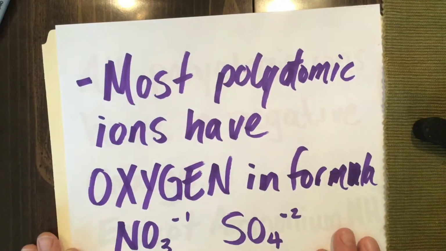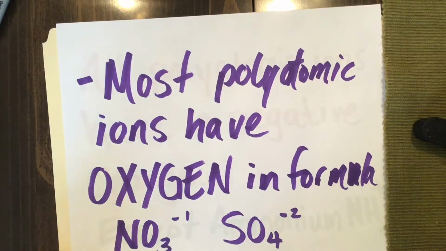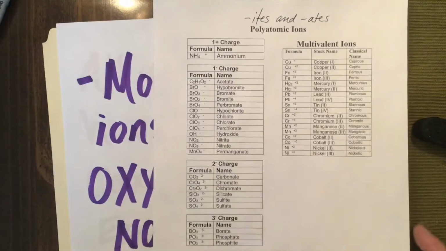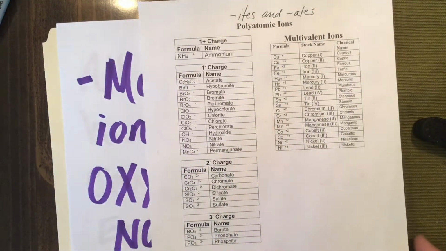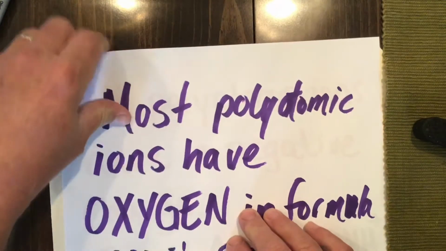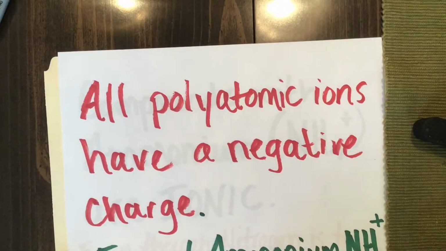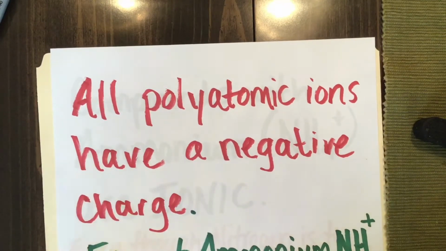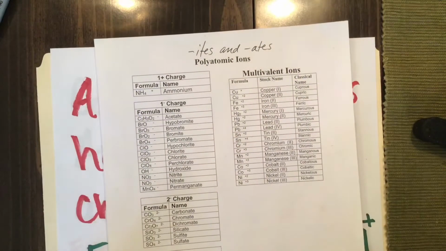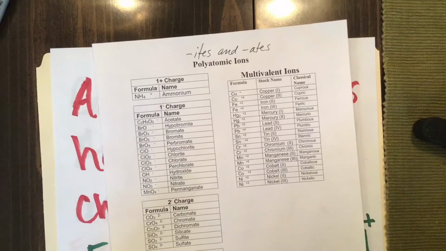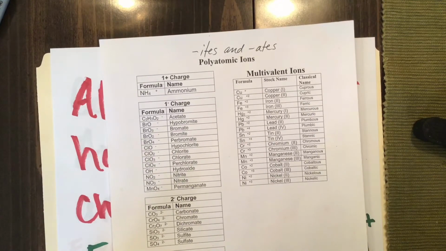Most of the polyatomic ions have oxygen in their formula. This is nitrate, which is NO3, sulfate, which is SO4. And if you look at the chemical formulas for all of these, almost all of them have oxygen in them. All the polyatomics have a negative charge except for ammonium, which means they're all going to be at the end of the formula or the end of the name. Because remember, the positive ion or the metal ion goes first.